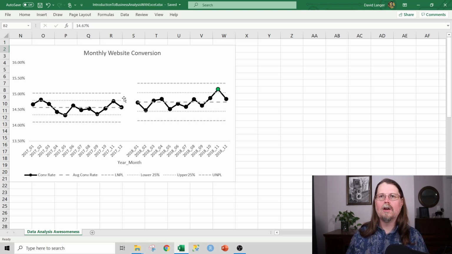And what you can see here is a line chart. Ignore this gray stuff here for a second. What we've got is a line chart that shows the monthly website conversion rate for Widgetco's e-commerce site in 2017 and in 2018. It's split up into two groups, but it's a line chart. You can see it, line chart.